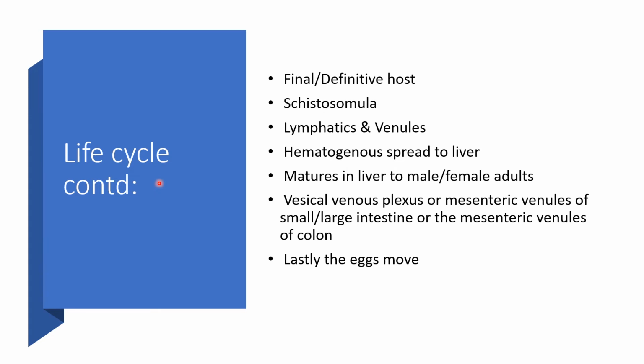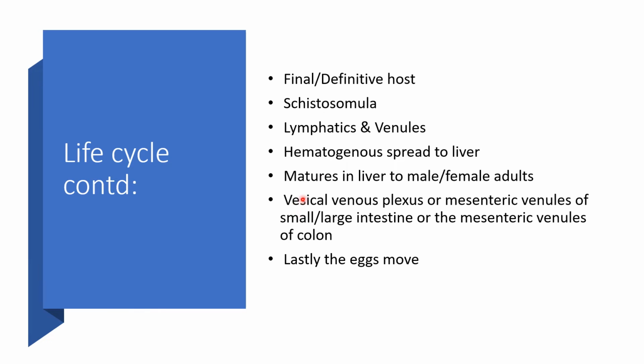Now, we are still on the life cycle. We have reached the final or definitive host, which is human. Now, penetration has occurred. What is going to happen in the human being? The schistosoma, that is the transformed head of the zoonotic after the tail has been lost, will then get into the lymphatics or the veins, then spread hematogenously to the liver, and it's going to mature in the liver to male and female adults.